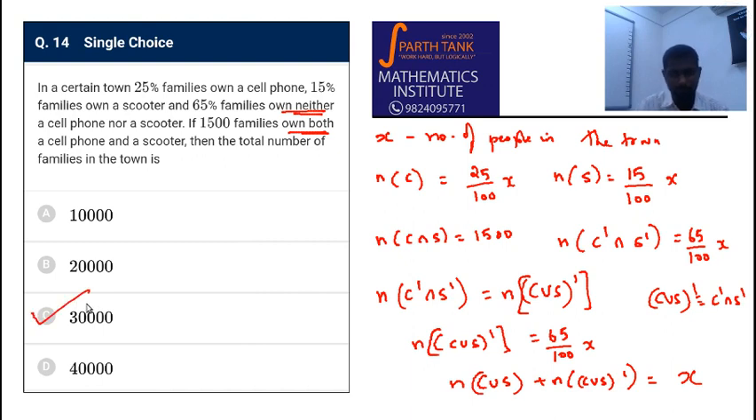Option C, right? The key idea we're using is to transform this to N of C union S the whole dash, and then we know the sum of any set plus its complement is the whole set, is the complete set, right? And then using these three pieces of information, calculate N of C union S.